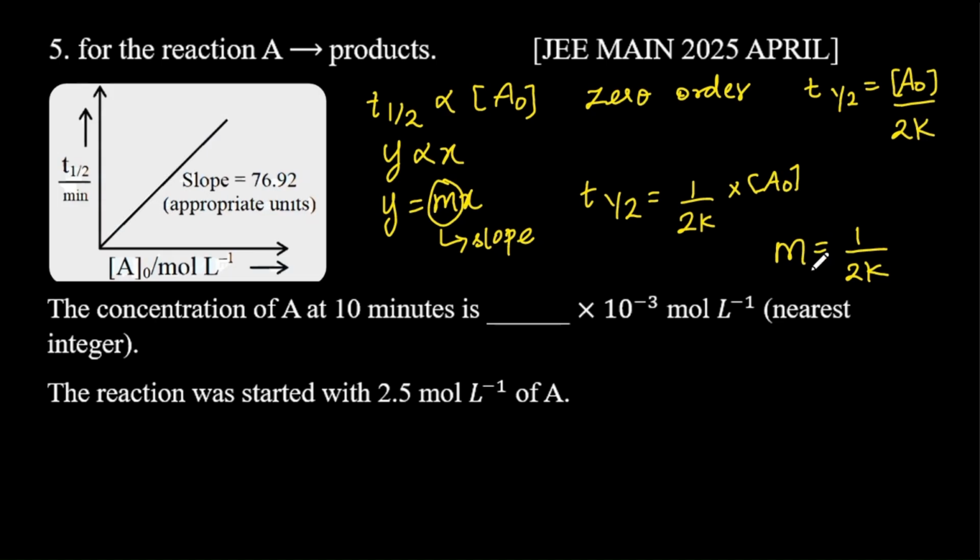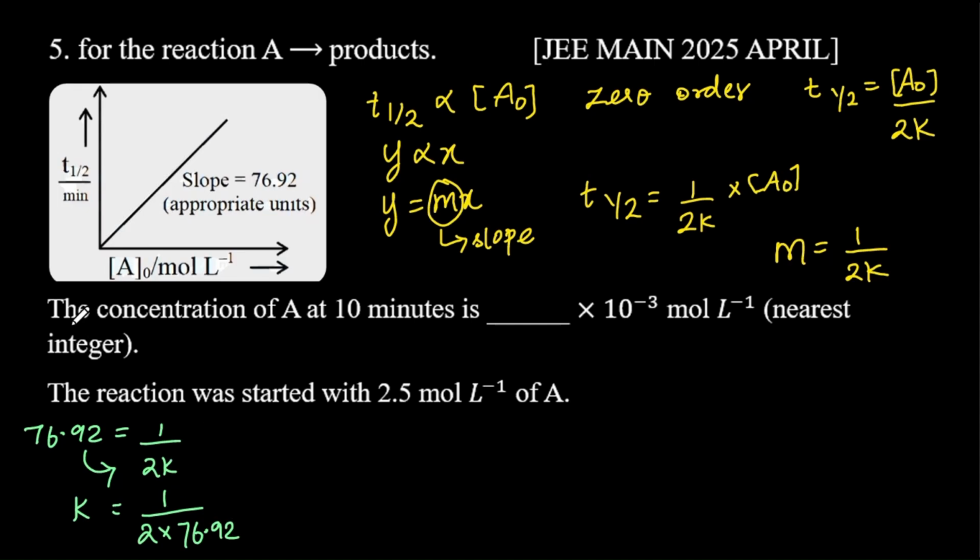So the slope value is given as 76.92. So 76.92 is equal to 1 by 2k. So we can find the value of k, rate constant. K is equal to 1 by 2 into, take this 76.92 to the denominator, 76.92. So this is the rate constant value.